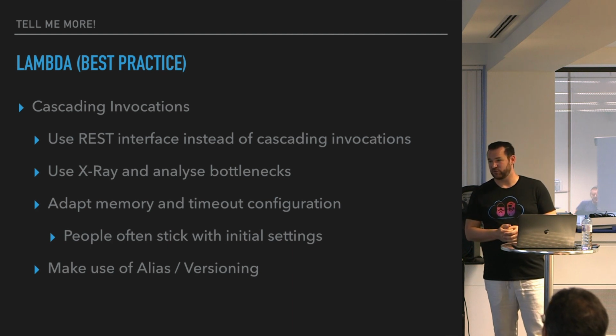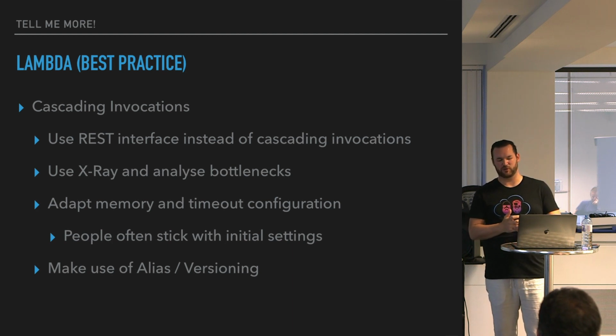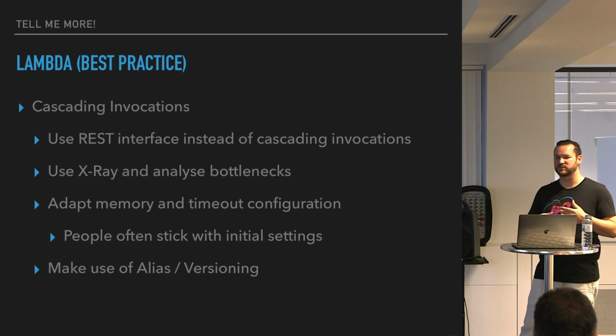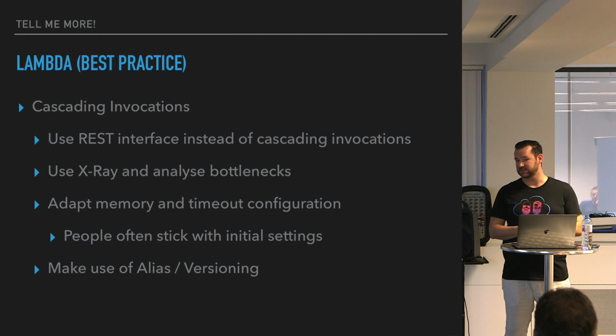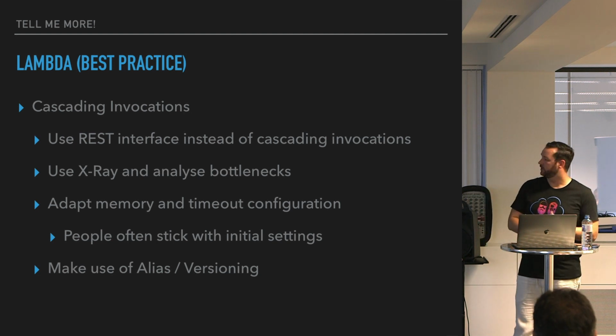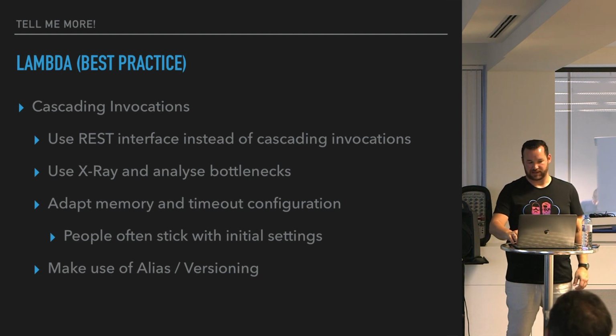Yeah, make use of alias and versioning. Many people, when they invoke a Lambda function, always use the latest alias. So it means the latest version of your code. But you can easily tag those code versions using alias or versioning, and that makes it very easy to deploy new versions to specific stages in your Lambda environment.